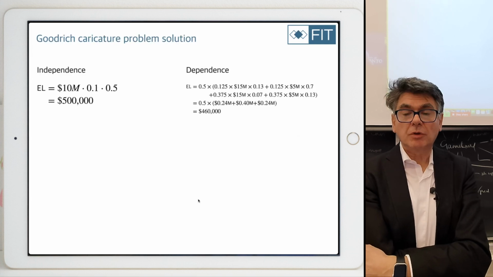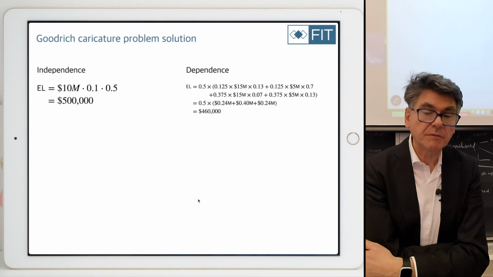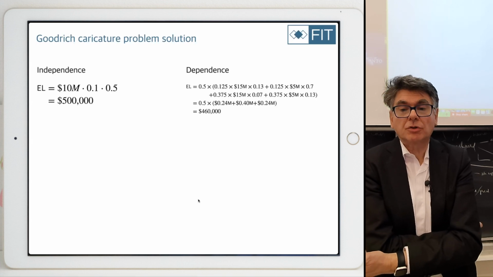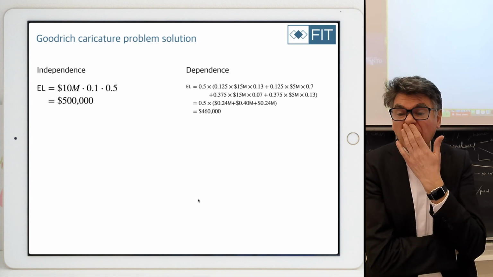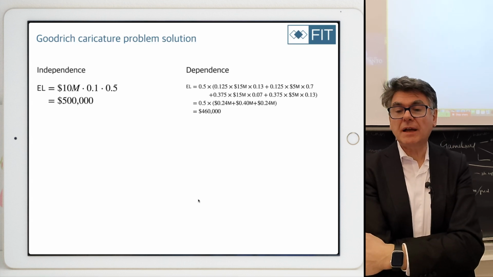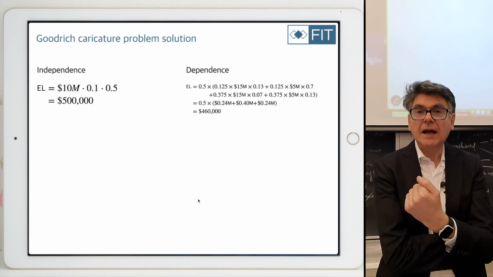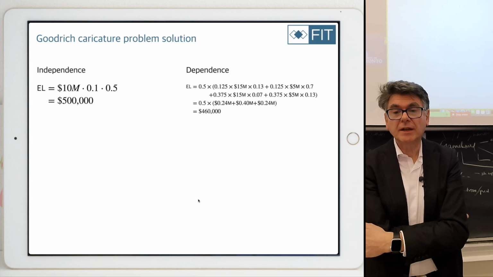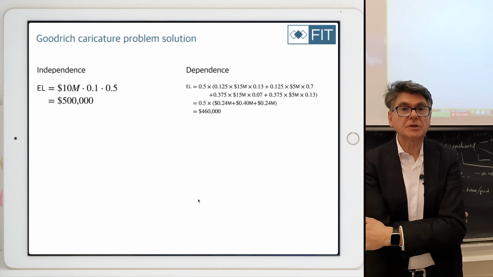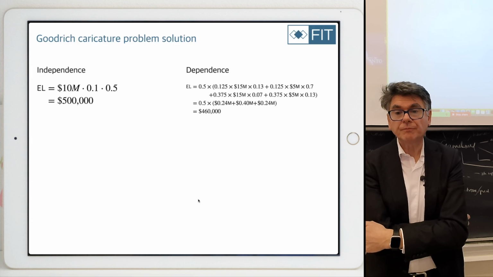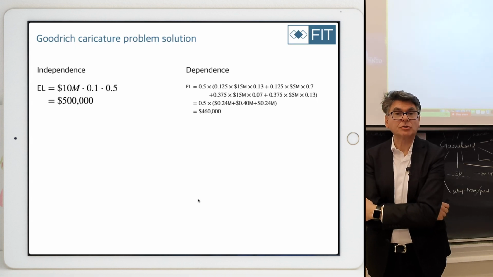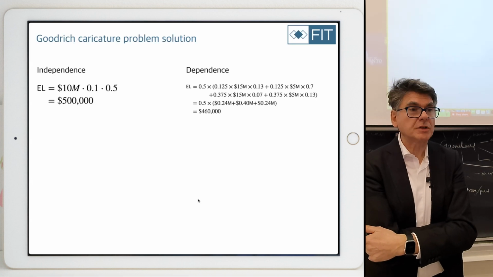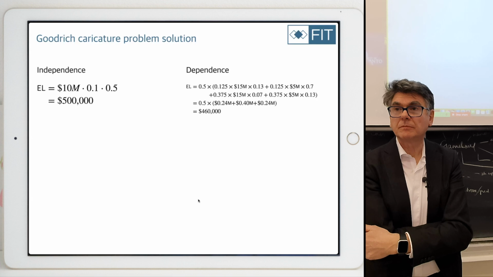The other one is 12.5% chance that the exposure climbs to 15 million and the probability of default climbs to 13. Remember, that was the unlikely event, so it has only 12.5% chance of happening. 12.5% chance of happening the opposite, that the exposure drops and the probability of solvency decreases. And then the most likely events, 37.5%, that exposure goes up and probability of default goes down, or 37.5% chance that exposure drops and probability of default goes up. The answer is $460,000. Okay?